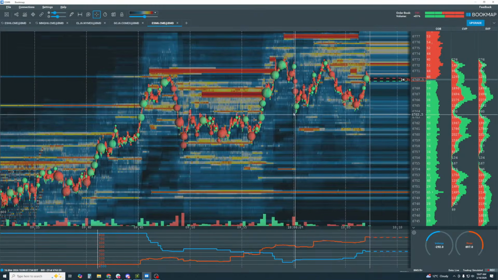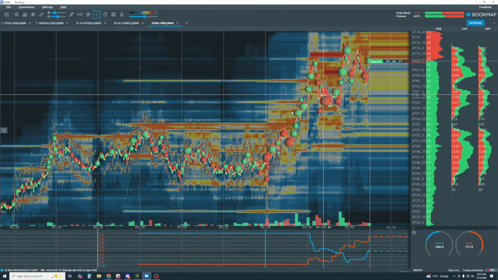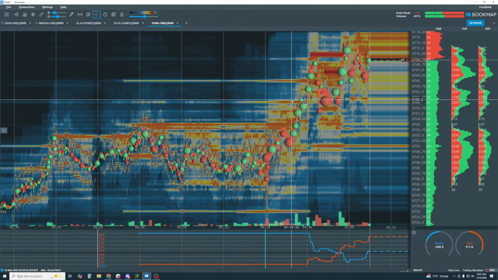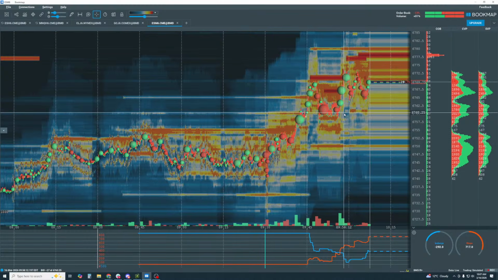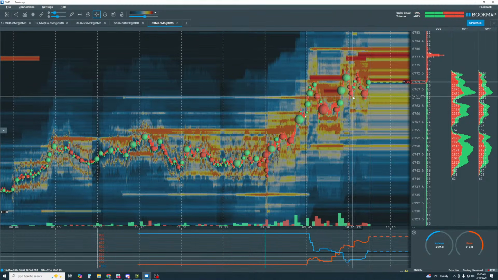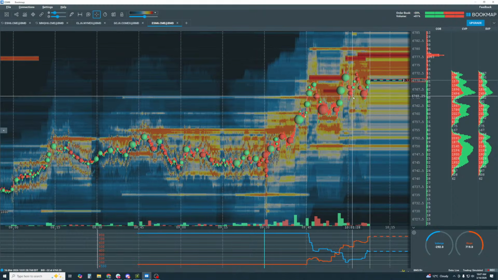All right, let's jump in and take a look at Bookmap now. A couple of things that you will need to note here. This week is quarterly rollover, so a lot of traders actually don't trade during this week because the price action, the order flow, and the behavior are different for the futures.